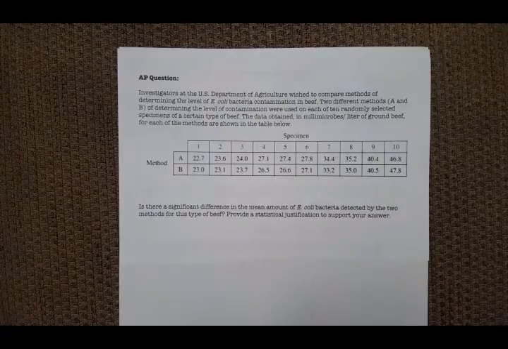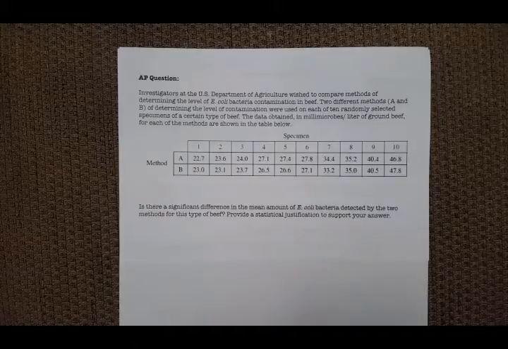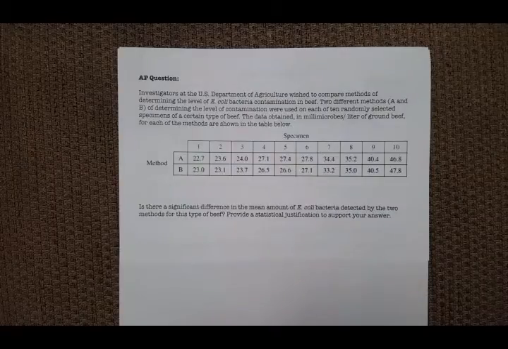Okay, lastly, we're going to look at the AP question. So the AP question looks at a U.S. Department of Agriculture investigation that uses 2 methods to determine the level of E. coli bacteria in beef. So they used method A and method B, and they want to find out if there's really a difference in how much E. coli is found in millimicrobes per liter of ground beef.